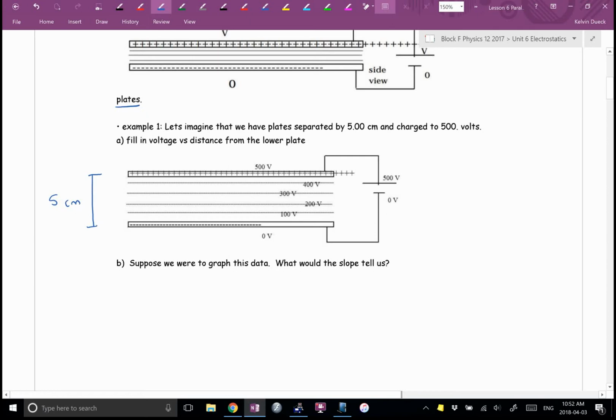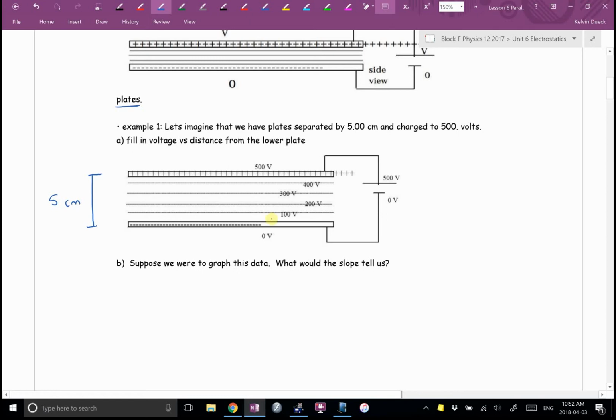Here is the nice thing about voltage between plates. Remember I said that voltage was kind of like height? Between parallel plates, it's a nice linear measurement. How big is the distance between the plates? How big is the voltage source? Each centimeter, you're going to travel through 100 volts.